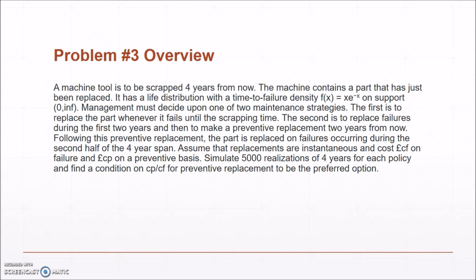Now, the time to failure for the part is modeled by the time to fail density f(x) = x times e to the negative x, on support from 0 to infinity. Assuming that replacements are instantaneous and it costs CF pounds on failure and CP pounds on a preventative basis, simulate 5,000 realizations of 4 years for each policy and find a condition on the cost of preventative over the cost of failure for preventative replacement to be the preferred option.